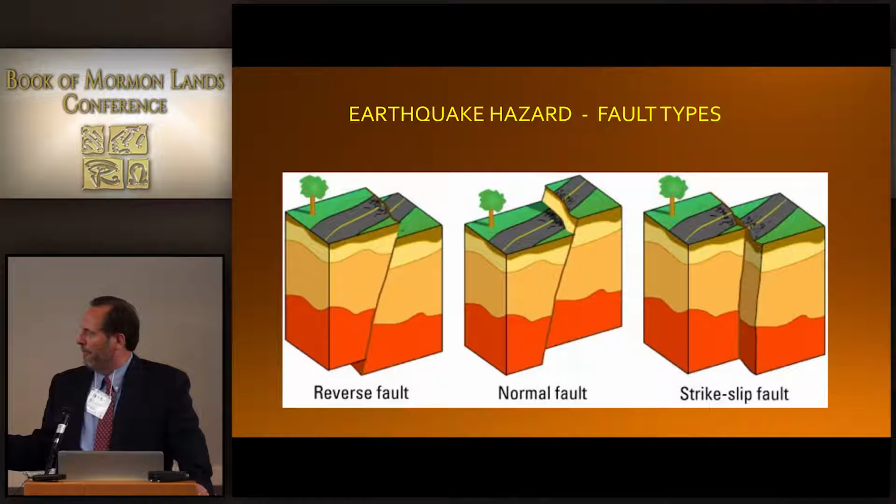Now, earthquake hazard. There are three kinds of earthquakes, or fault systems that generate earthquakes. A reverse fault, where this block moves up and hangs over. Those occur in compression situations where things are being smooshed. A normal fault is where you have this block dropping down. Those are typically in a tension environment where it's pulling apart.